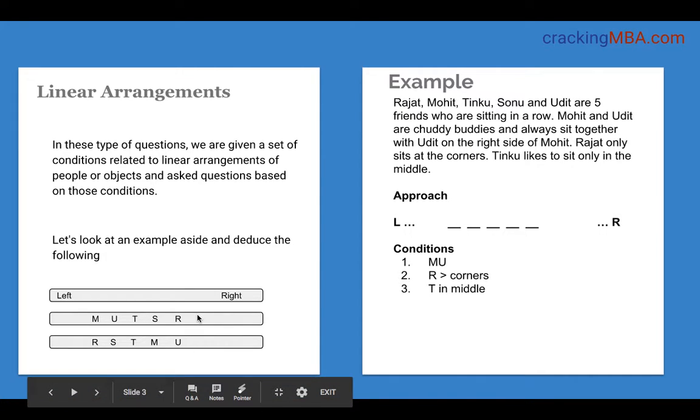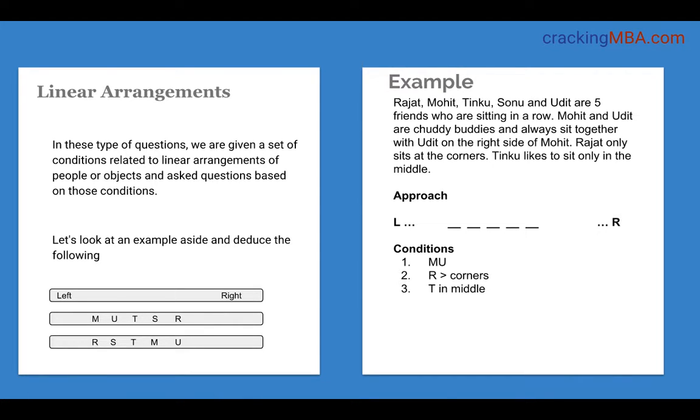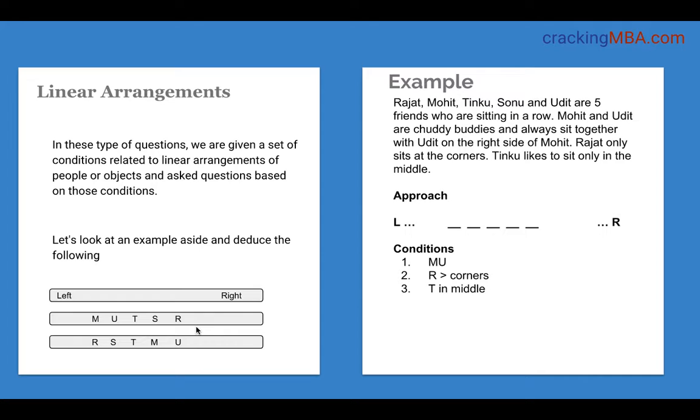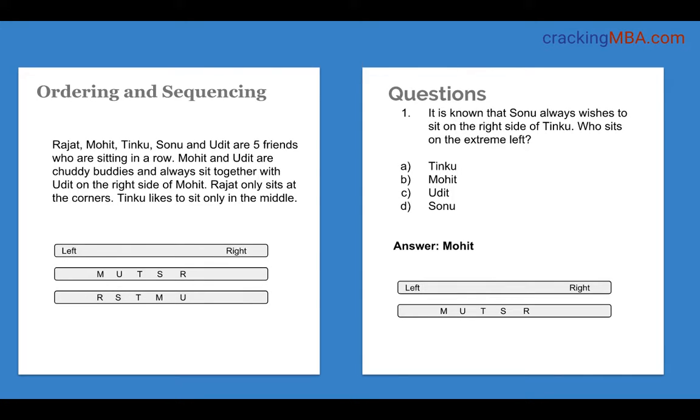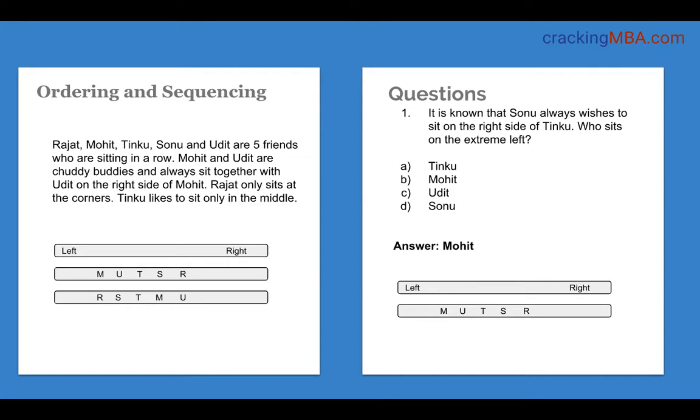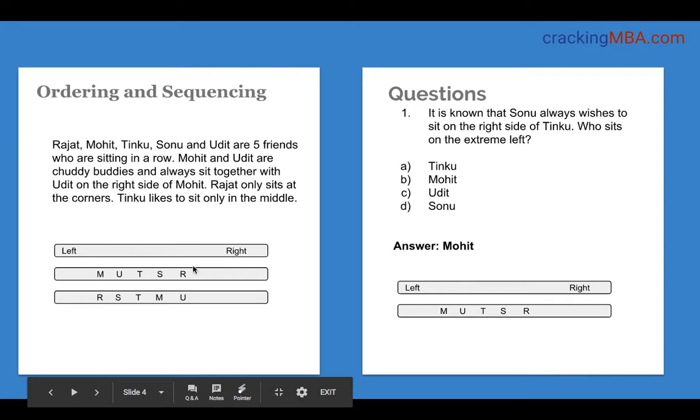Now once we arrive at this pictorial representation of the seating arrangement, we need not again look at these conditions because this is going to suffice. Now let us look at some of the questions and see how we can actually use this data. It is known that Sonu always wishes to sit on the right side of Tinku. So who sits on the extreme left? Now we know on the left side we have only these 2 seating possibilities, and it is given that Sonu always sits on the right side of Tinku.